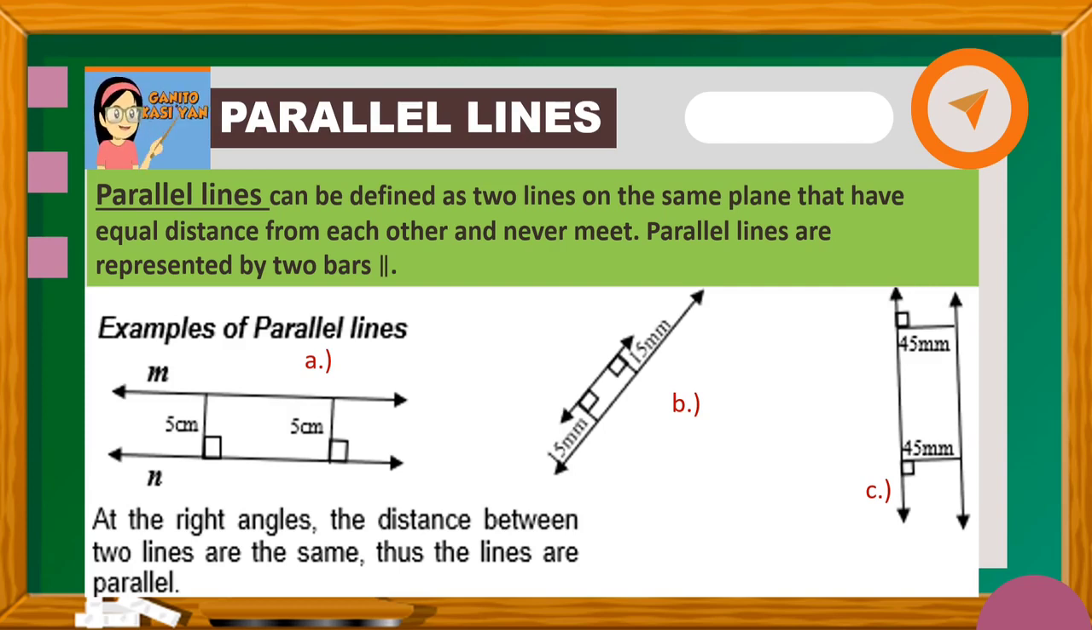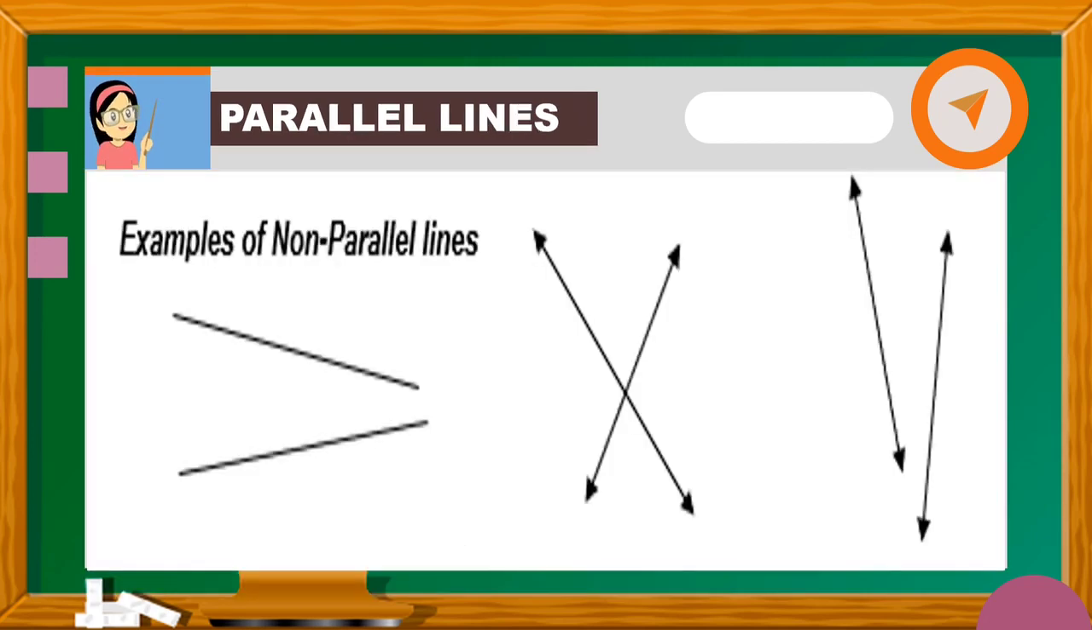In example B, the distance between the two lines is equal to 15 millimeters. And in letter C, the distance between the two lines is equal to 45 millimeters. Thus, the lines are parallel. And we have here examples of non-parallel lines.